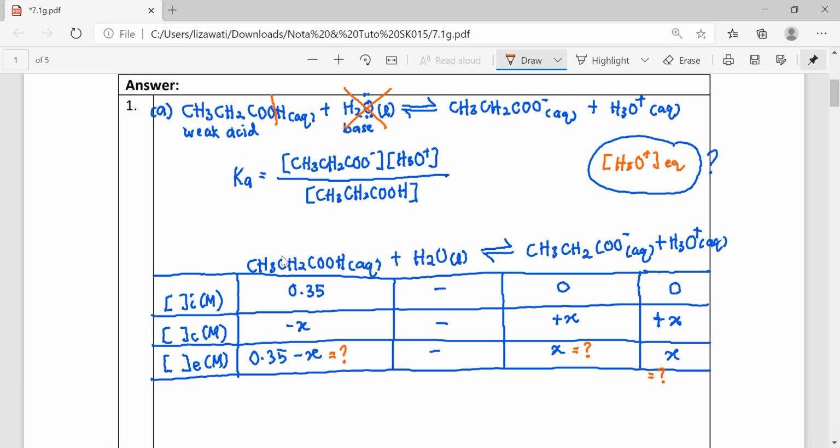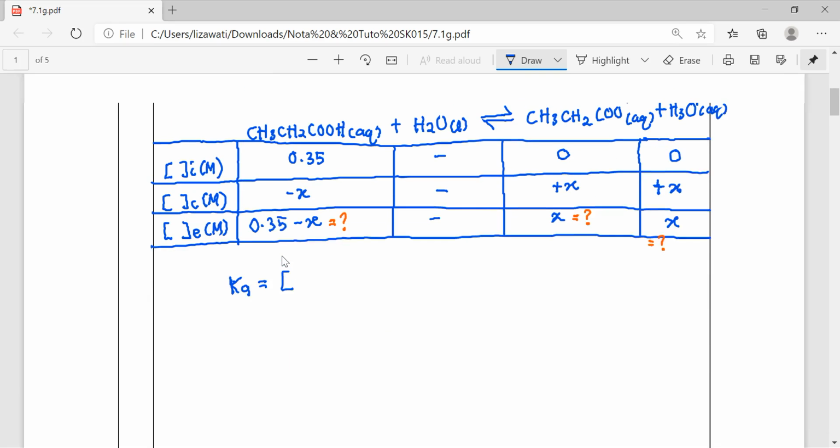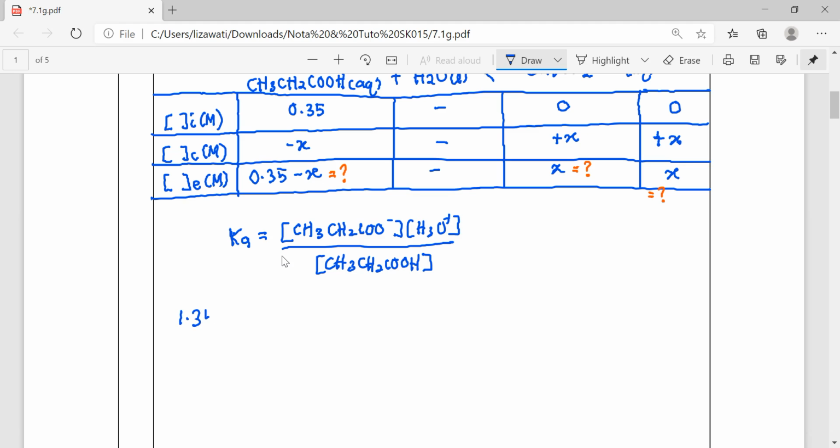So for the next step, what should we do? You have to write the Ka expression. Ka is equal to the concentration of the products over the reactant. Then we substitute all the values here: 1.35 times 10 to the power of negative 5. For the concentration of the products, we have to refer to the concentration at equilibrium.